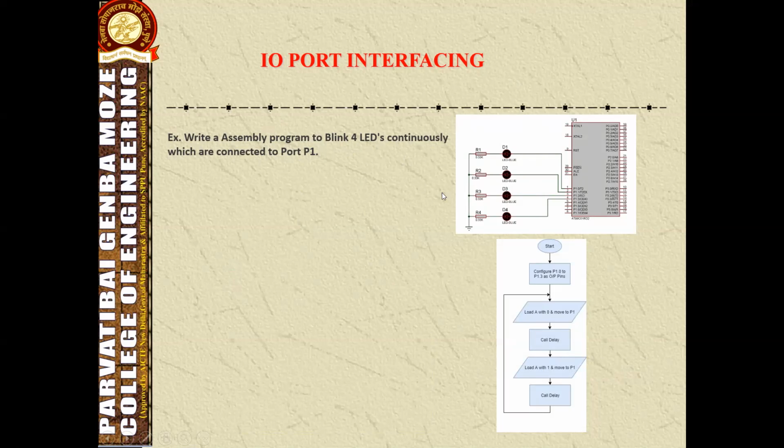So we have to write a program so that the LEDs glow continuously. After connecting, it will not operate automatically. We have to give commands to this microcontroller. According to that command, it will provide a signal to these LEDs, or control the operation of these LEDs. So we have to give a command such that these LEDs will glow continuously.